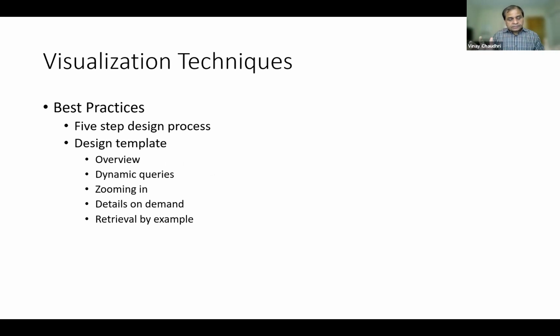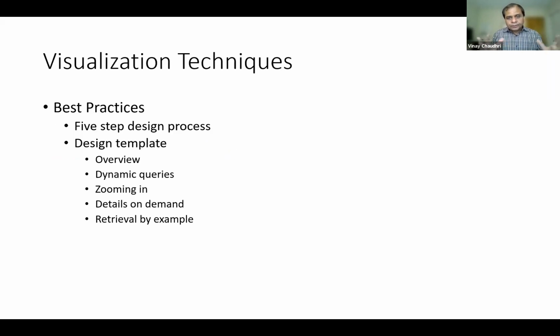The general template for designing a visualization interface is to always start with an overview. Start with an overview and then provide some dynamic queries, provide some zooming capabilities, let the user have more details on demand, and in some cases provide query interfaces, some of which could be structured, some of it could be based on dynamic filters, some of it could be querying through examples.